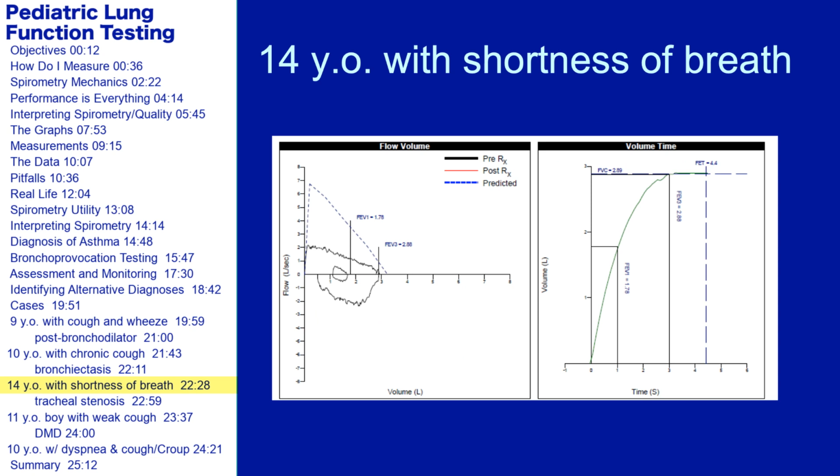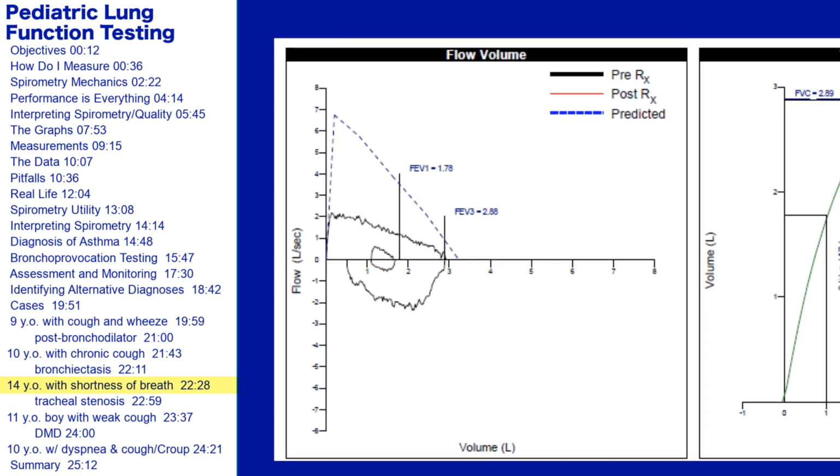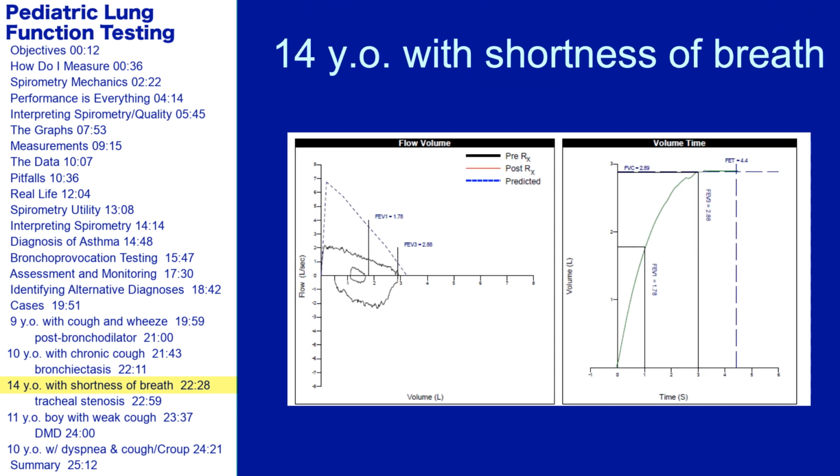So in this slide, I'm showing you a 14-year-old who presented with shortness of breath. The quality of this test is certainly not perfect, but what I want to highlight here is the relative absence of a peak flow. If you look at the flow volume curve on the left, you don't have that nice triangular modeling that we see in the dashed line, which is our prediction. Instead, it sort of reaches a peak around 2 liters and then kind of flattens or peters out there.